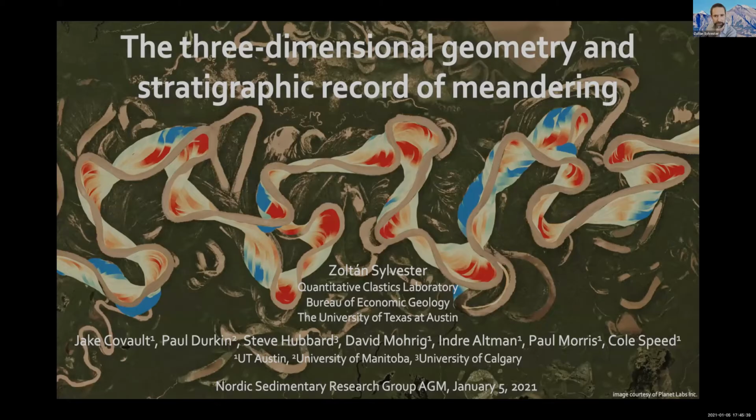I'm really excited to talk about meandering, both in fluvial and submarine channels. And there will be many connections in this talk, I think, with both what Bjorn was presenting and then Elizabeth. This is basically just giving you a flavor of the range of things that we do with meandering systems at the Quantitative Clastics Laboratory. And I'd like to acknowledge my collaborators, Jay Cole, Paul Durkin, Steve Hubbard, David Morick, Indra Altman, Paul Morris, and Cole Speed.